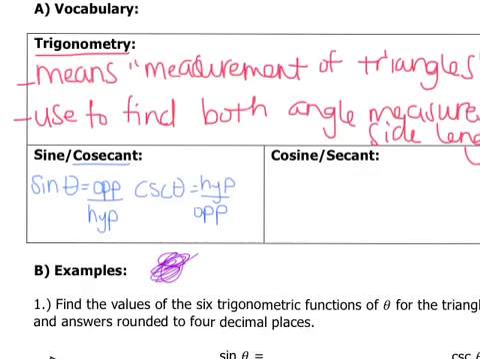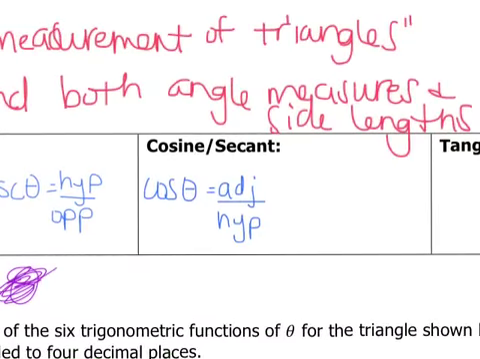Okay. Cosine of theta is the adjacent side over the hypotenuse. And then secant is our reciprocal ratio of cosine. So this is the hypotenuse. Secant of theta is the hypotenuse over the adjacent side. Again, just the reciprocal of that.